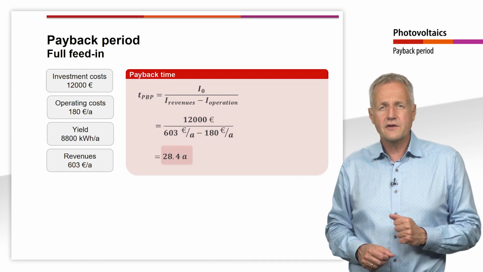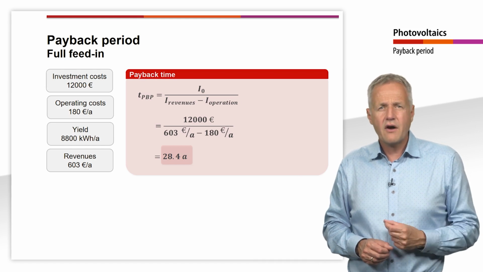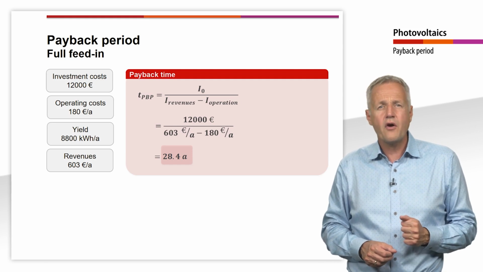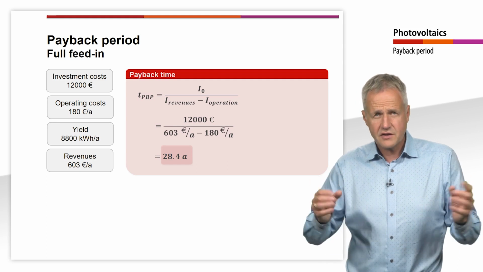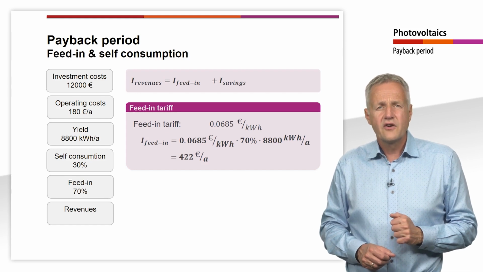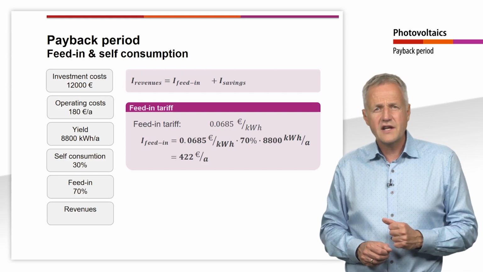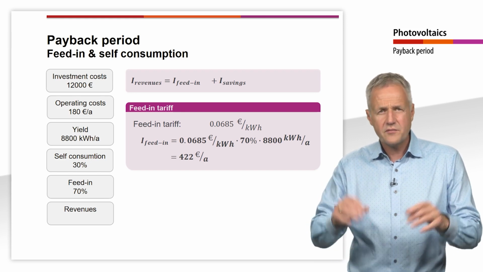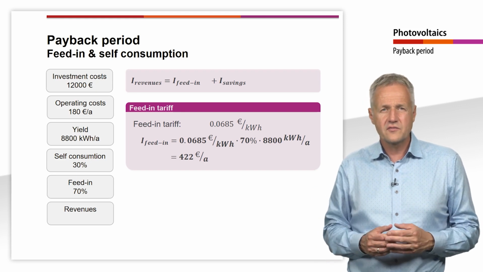This is a very high value, and it's due to the very low feed-in tariff. The background of the low feed-in tariff is to make self-consumption of solar power more attractive, which in turn leads to a release of the electricity grid. So for comparison, let's look at a plant where some of the electricity generated is self-consumed. For this calculation, we assume that the self-consumption rate is 30%. This means that 70% of the generated electricity is fed into the grid and 30% is self-consumed.